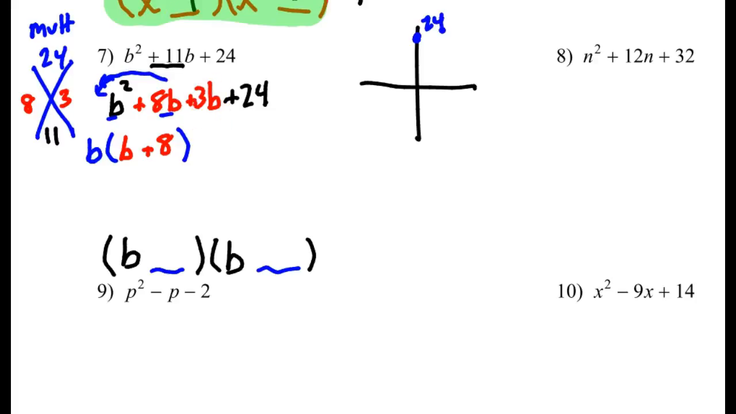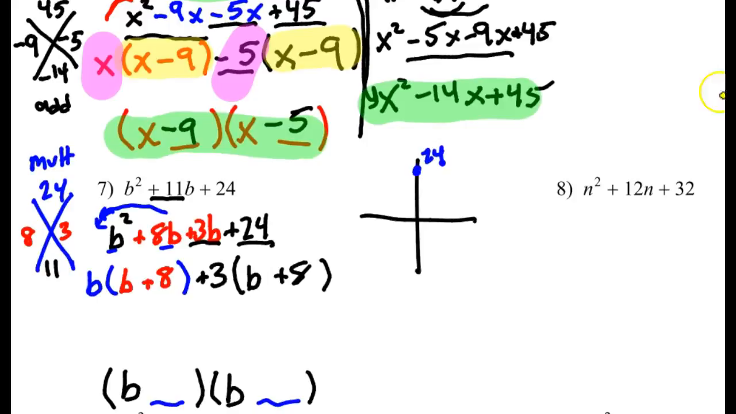And same thing here. Look at the second one. We got to do two of them. What can we remove from 3b and 24? What do they have in common? What goes into both of them evenly? 8 doesn't go into 3. 3, yeah. 3 goes into both of them, right? And then what's left over? Well, 3 times what is 3b? b. 3 times what is 24? 8. There we go.